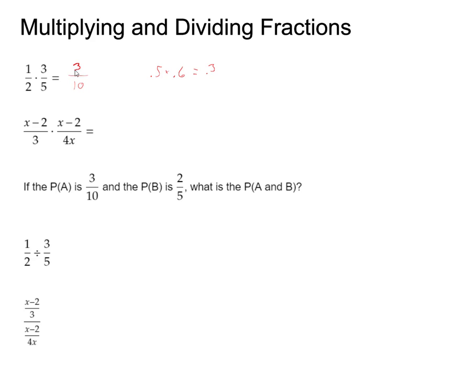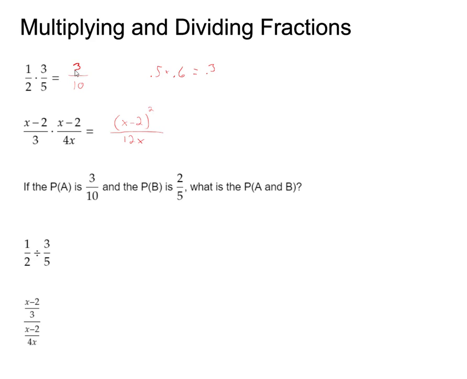For our second example, we have (x - 2)/3 times (x - 2)/(4x). So again, very simple. We just multiply across the numerators, so now we get (x - 2) squared over 12x.